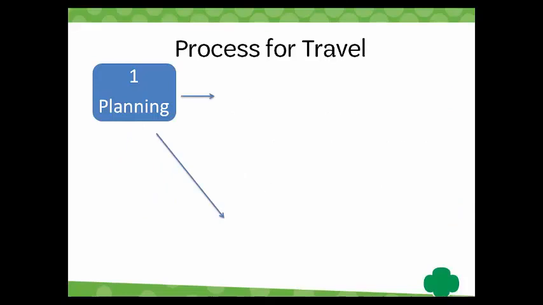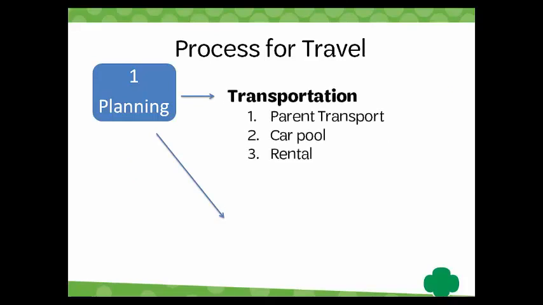So moving along in our planning phase of our process is transportation. For example, there are 3 ways that you could get to your trip as a troop. You could do where parents each transport their daughter, their Girl Scout. They drop them off and pick them up. You could do number 2, where you carpool together to that trip and back in a few vehicles. Or number 3, where you make use of rental vehicles or leasing vehicles, right?